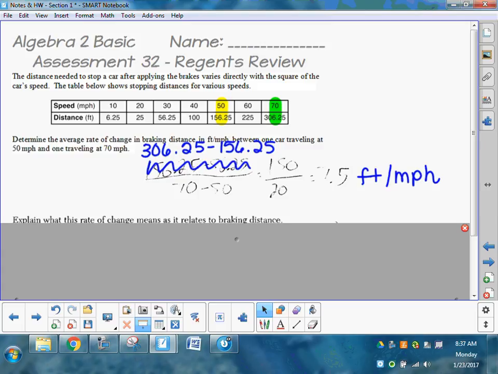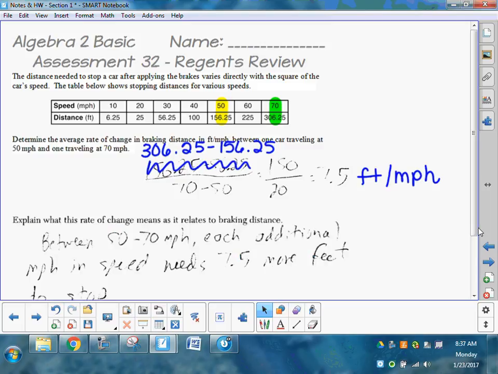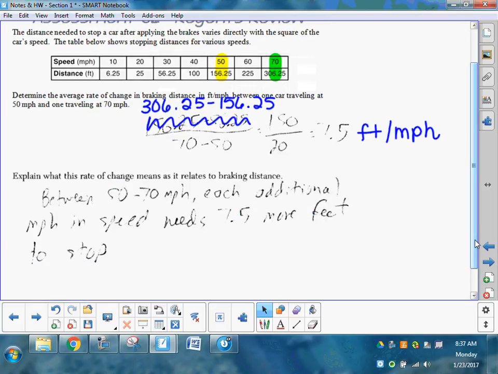So if I went through and said, explain what that rate means? If I wrote down, it means every mile per hour more that I go requires 7.5 feet more of braking distance. That would get me 3 out of 4 points. What gets me the 4th one? Do you know? Yeah, it's got to be. You've got to state that that applies. That rate only applies between 50 and 70. So between 50 and 70, each additional mile per hour of speed needs 7.5 feet more to stop the braking.